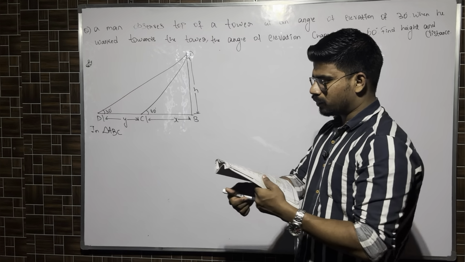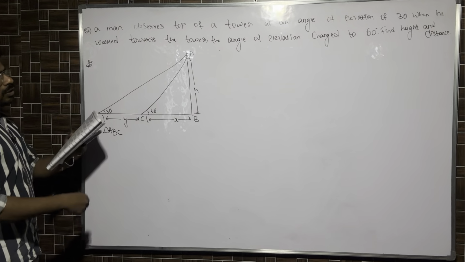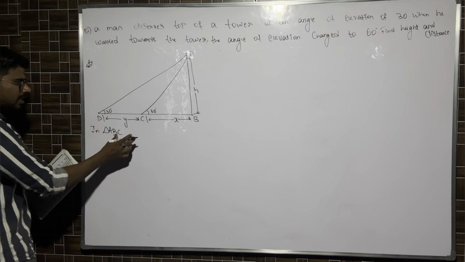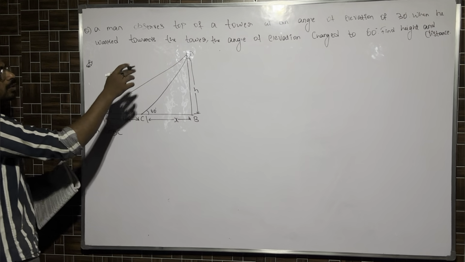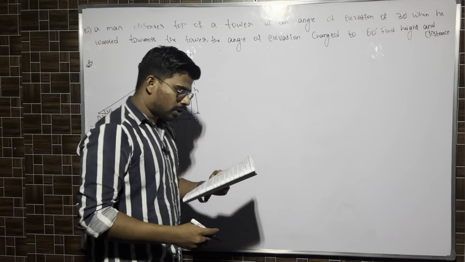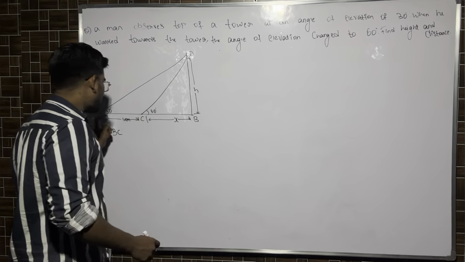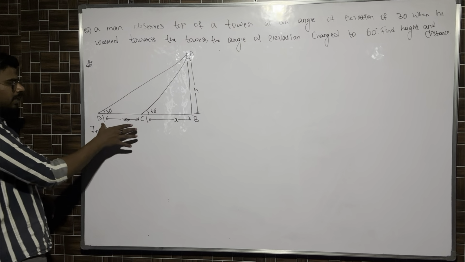A little confusion in the question. A man observed the top of the tower at an angle of elevation of 30 degrees when he walked 40 meters towards the tower. This distance is already given. A little change in the question, I did not copy that. So he walked 40 meters towards the tower. So the distance from the first point to the second point that he covered is 40 meters.